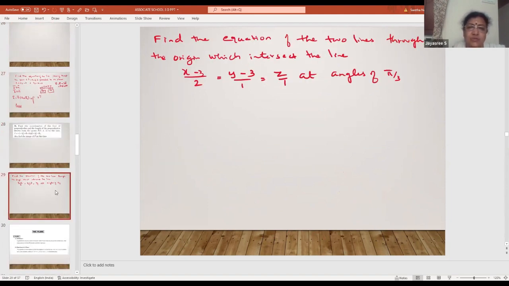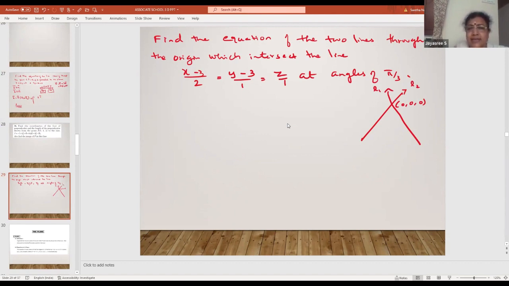Let me come across one particular question, which is not there in the reader, but it is a sample from some book. Generally we see this in questions when we want to give a hard question. Find the equation of the two lines through the origin. Both the lines are passing through the origin, which intersect the line. The one line is given at an angle pi by 3. So let me draw the diagram. The two lines are passing through the origin. These two lines, L1 and L2, I have to get their equations.